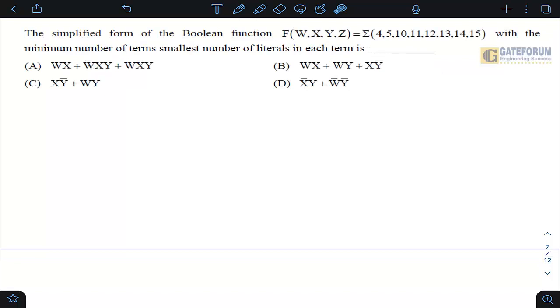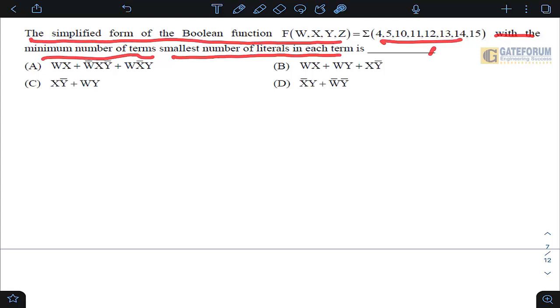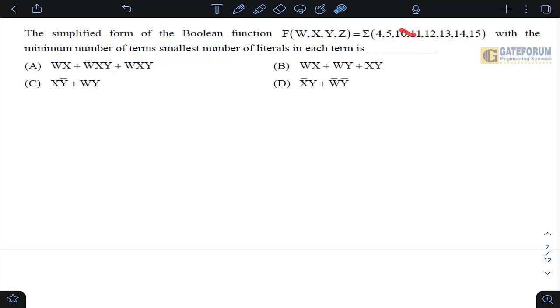This question is asked in GATE 23 of Instrumentation. This is from digital subjects and from the K-map topic. The question is, the simplified form of the Boolean function f of WXYZ, with the minimum number of terms and the smallest number of literals in each term, is how much? Basically, we are supposed to find the minimized expression of this particular function among these options, right? It can be solved using Boolean algebra or even K-map, but in this case, rather than expanding all these by Boolean algebra, K-map will give us a very straightforward answer.